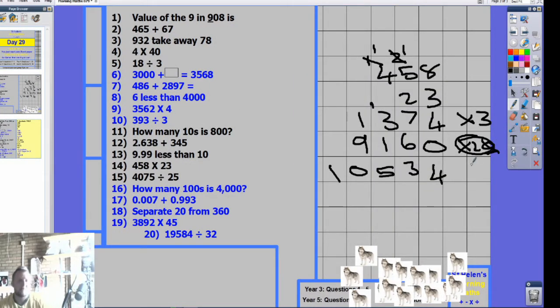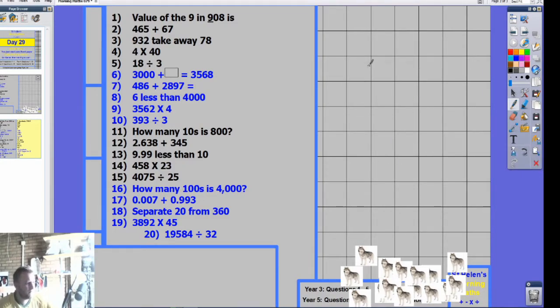When you're multiplying by 20, you don't want to multiply by 20. You want to multiply by 2. So multiply by 10 straight away, because 20 is 2 times 10. So you want to multiply by this 10 first. How do you multiply by 10? You add the 0 so that all the other numbers move up one place value.